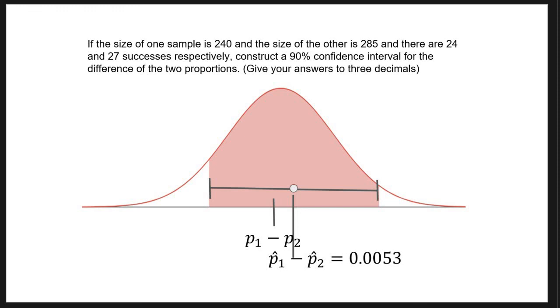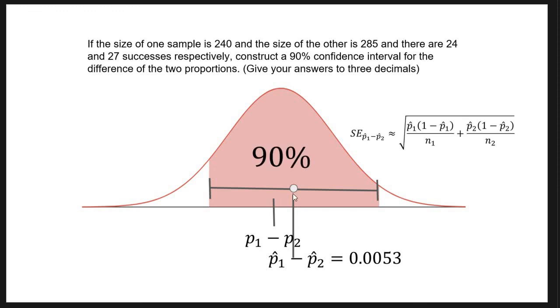And like I said, I want to create an interval around that which can capture 90% of all those differences of sample proportions. So I need to know something about the spread of this distribution. So I need to find the standard error of the P1 hats minus P2 hats. And here is, from the central limit theorem, what the standard error would look like, as long as it passes the success-failure condition in both samples.